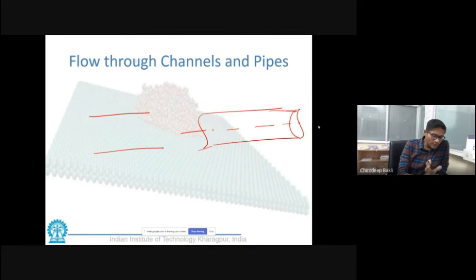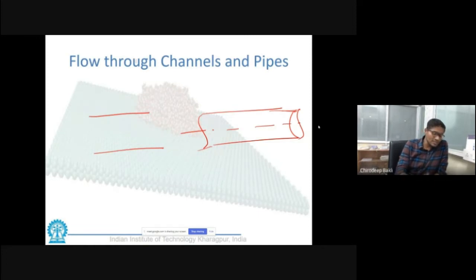Now, the beauty of these flow situations is that the solution of the flow, or the velocity profile, can be obtained analytically. Hence, as engineers, mathematicians, scientists, we are very much interested in flow through channels and pipes.